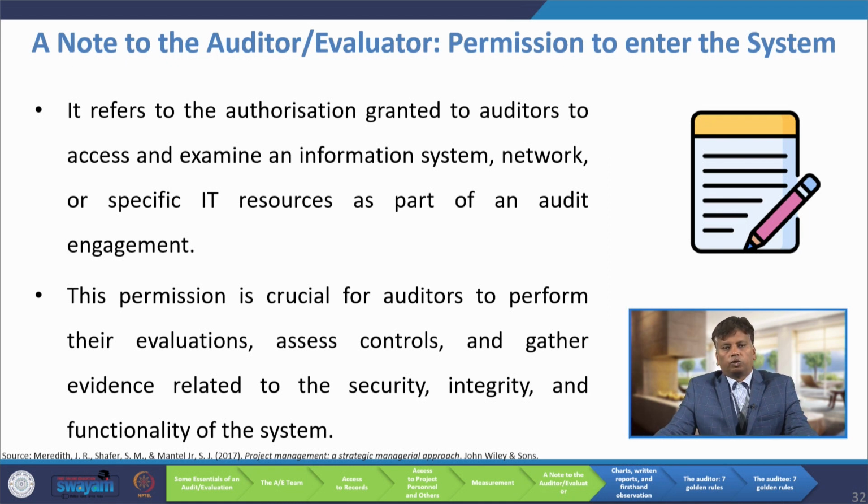Previously we talked about the rules of engagement. The next element is permission to enter the system. It refers to the authorization granted to the auditors to access and examine an information system, network or specific IT resources as part of the audit agreement. This permission is crucial for auditors to perform their evaluation, assess controls and gather evidence related to the security, integrity and functionality of the system.